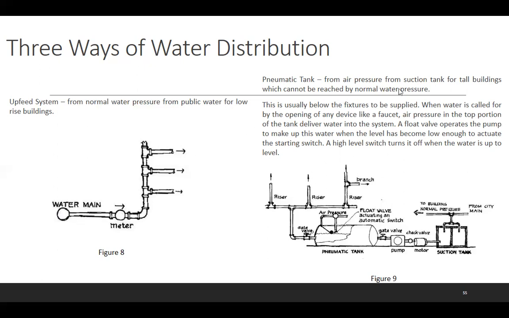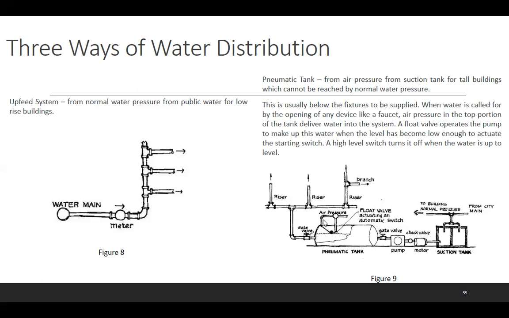Pneumatic tank. From air pressure from suction tank for tall buildings which cannot be reached by normal water pressure. So, the water tank or pressure tank, siyang mag-maintain ng pressure para hindi on-off yung pump mo. May delay. Okay? This is usually below the fixtures to be supplied. Ito, bumaba siya.